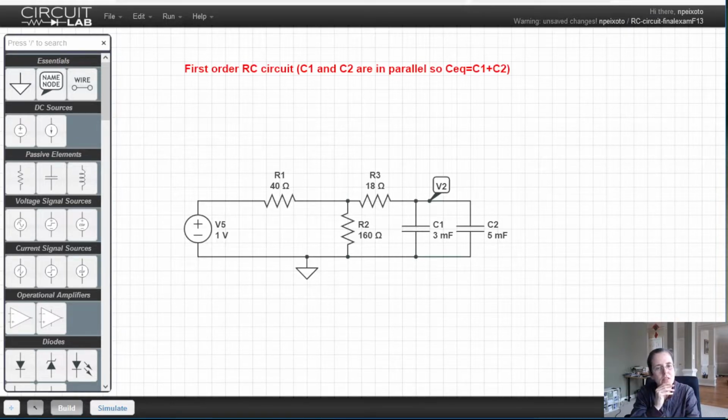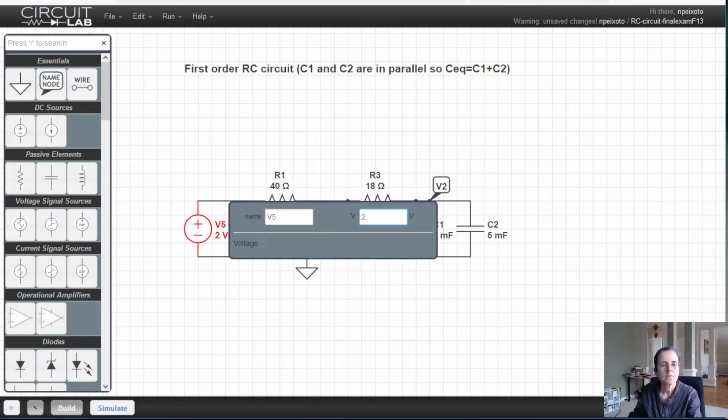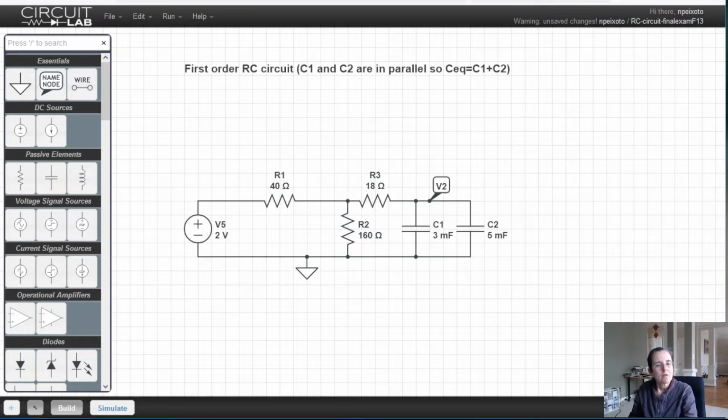But back to the circuit, what happens here is we have 160 ohms in series with a 40 ohm resistor. So this looks like a voltage divider because this 18 ohms ends up in series with these capacitors. Because the capacitors are open, there's no voltage across the 18 ohms. Instead of 1 volt, I'm going to put here 2 volts for this power supply.